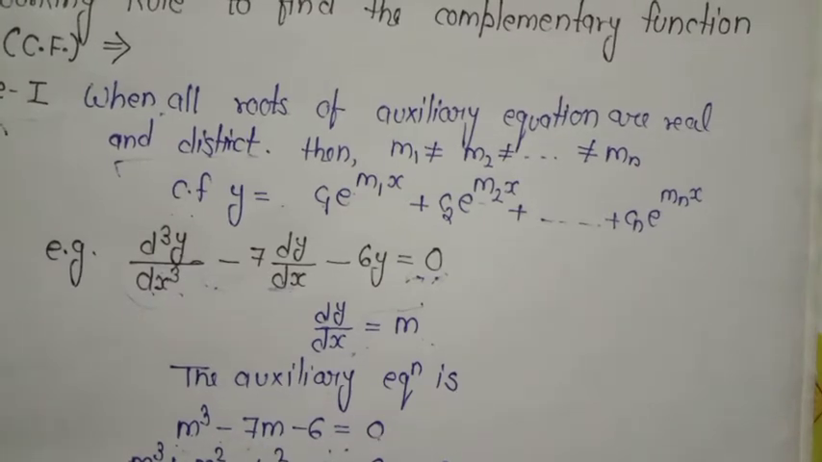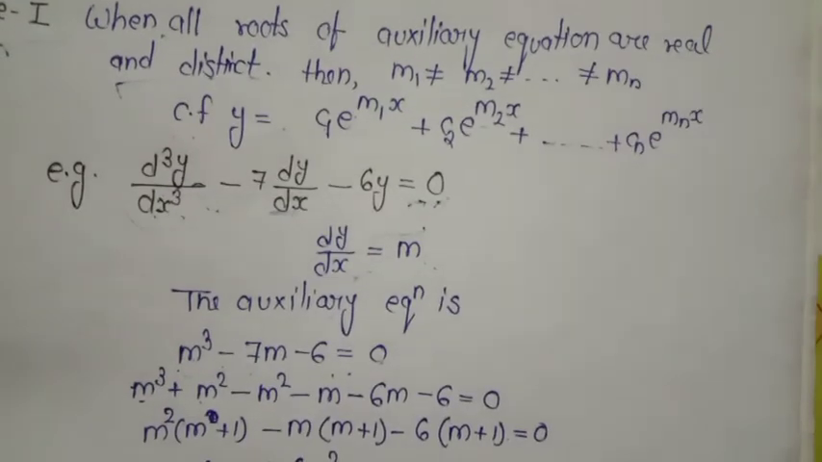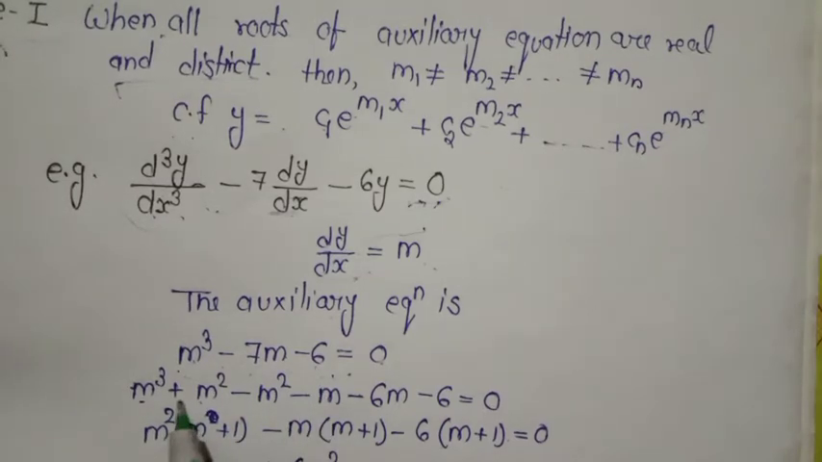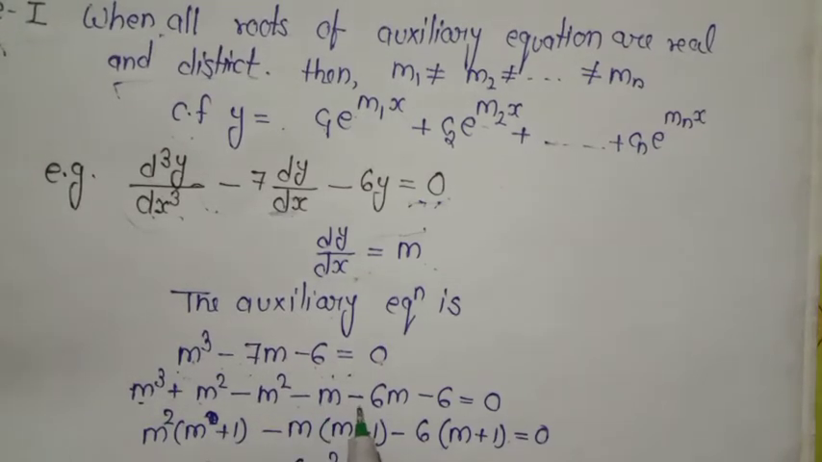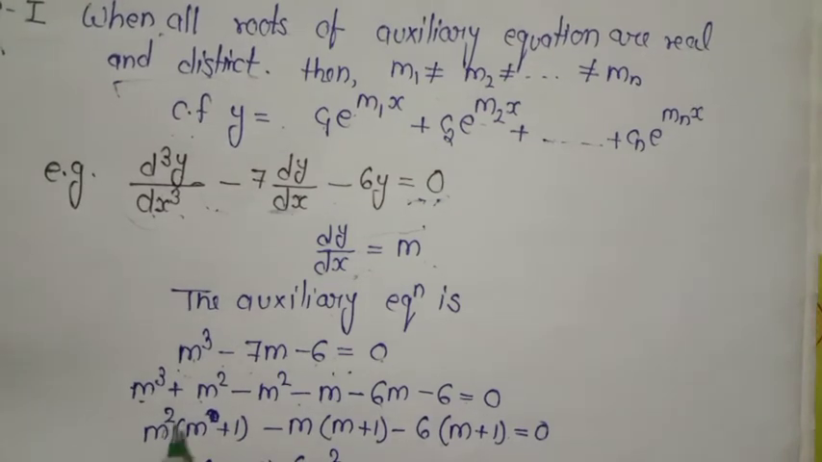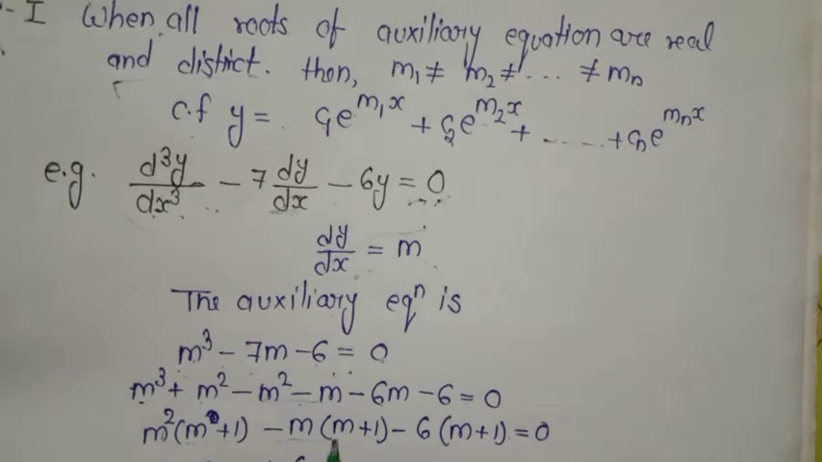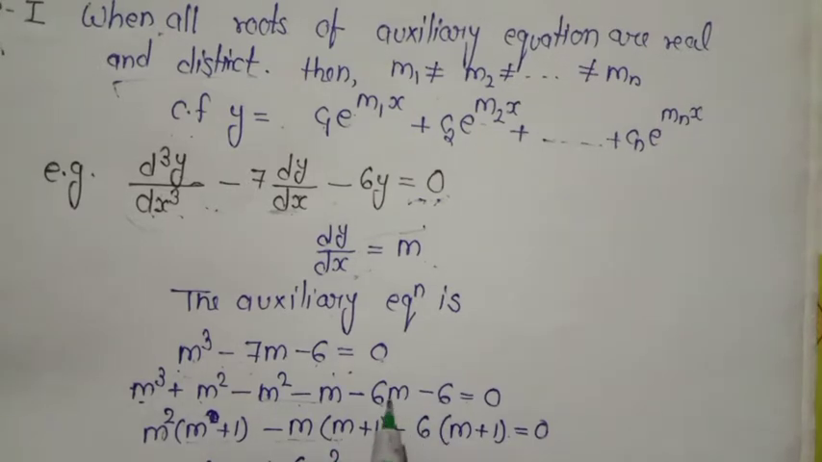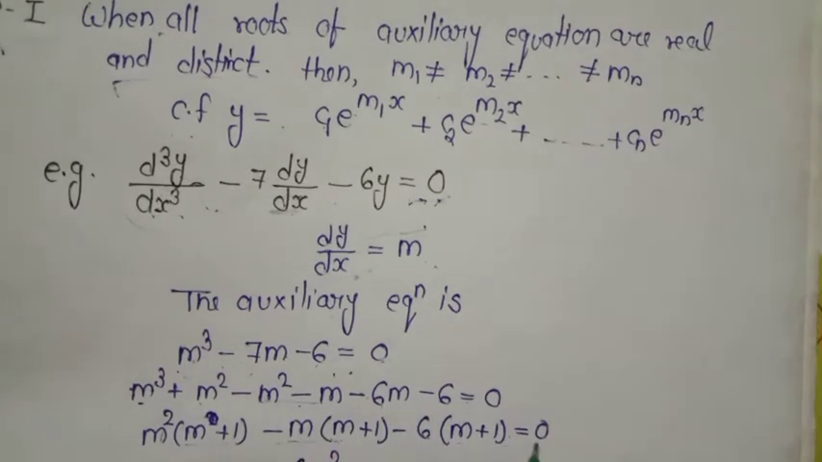Now we will try to find the roots of this equation. You can see minus 1 satisfies this equation, so minus 1 must be a root. So we can write it as m cube plus m square minus m square minus m minus 6m minus 6 is equal to 0. Now if I take m square as common in the first terms, I will get m plus 1. Now we can take minus m from here as common, and this gives me m plus 1, and if we take minus 6 as common, this gives me m plus 1, is equal to 0.